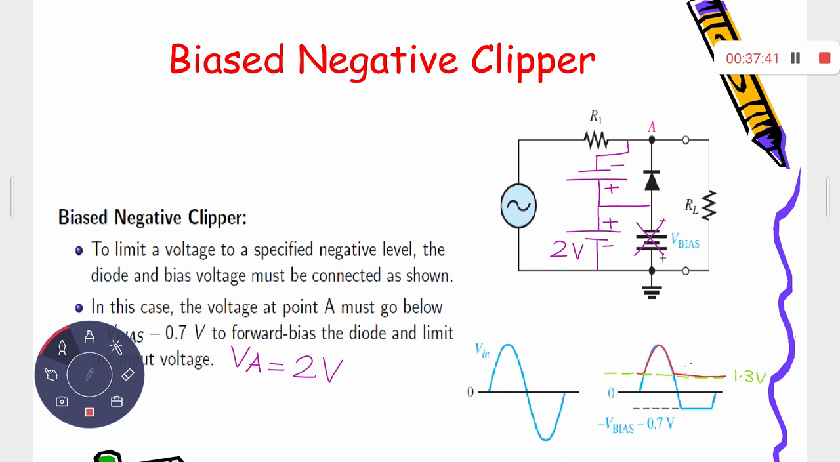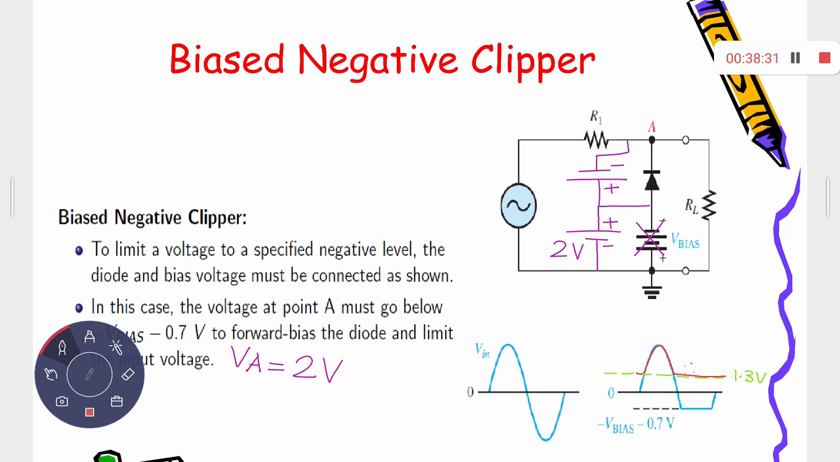Is it a positive clipper or negative clipper? Negative clipper, but a positively biased negative clipper. So you have seen four types of waveforms: positively biased positive clipper, negatively biased positive clipper, positively biased negative clipper, and negatively biased negative clipper. For any given circuit, you have to understand how the diode operates, or how the circuit operates. Don't try to remember the waveforms corresponding to each type, otherwise you will be misguided.